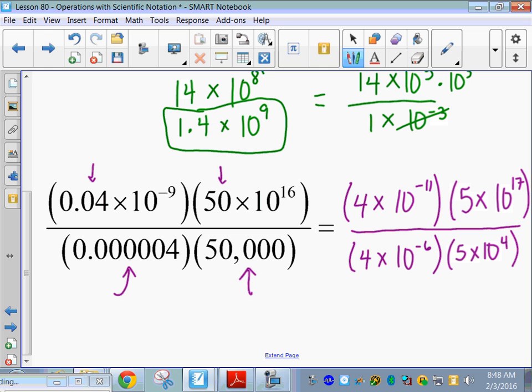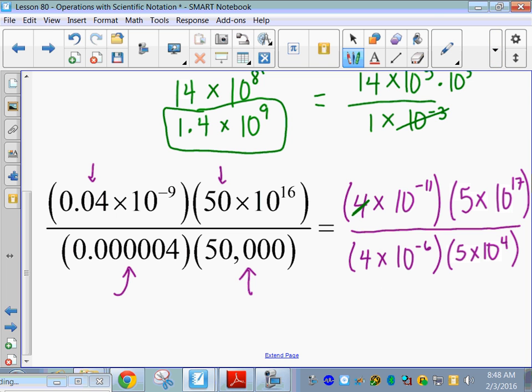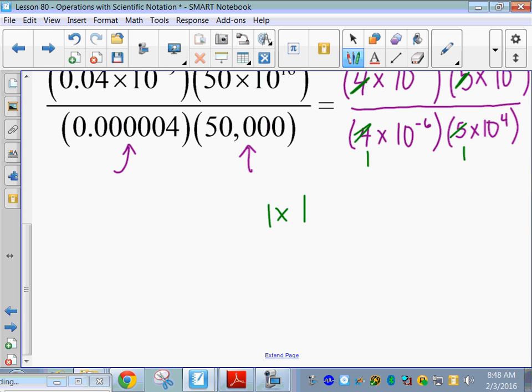Now cross cancel any numbers. So Monica, what can cross cancel here? Okay, 4 and 4, 1 and 1, 5 and 5, 1 and 1. That's nice. Okay. Now we're going to multiply straight across. So Caleb, what do I get for just the top? Very good. 1 times 10 to the 6th. We added exponents there. And Jackie, what do I get for the bottom?